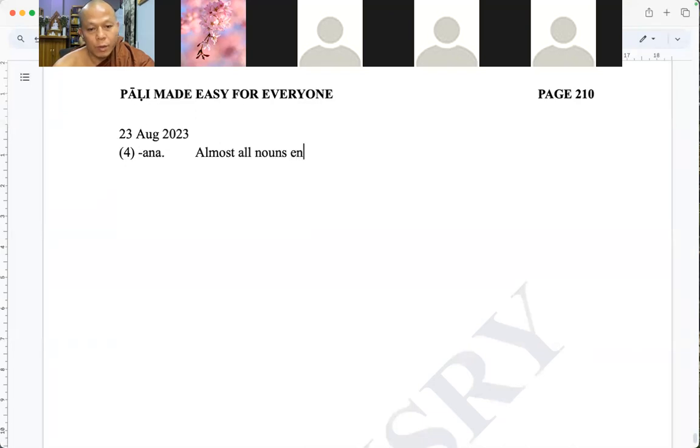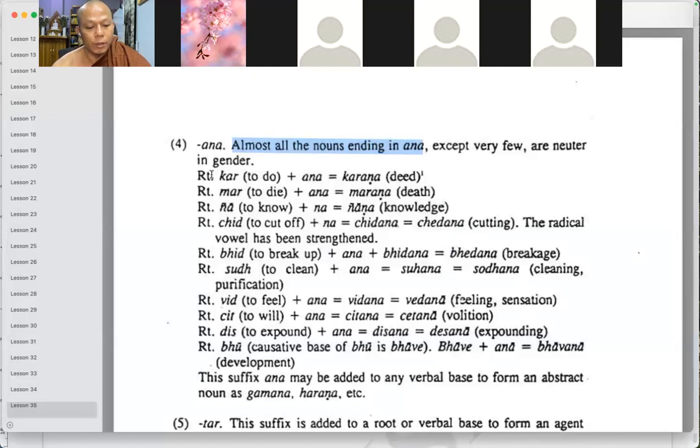So all nouns ending in ana are neuter in gender, except a few nouns, like Vipassana, Cetana, Vedana, and so on. One time I already introduced. Most of the nouns are actually new. So now the first root is kar.